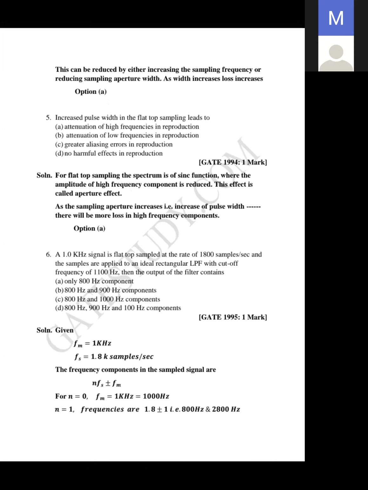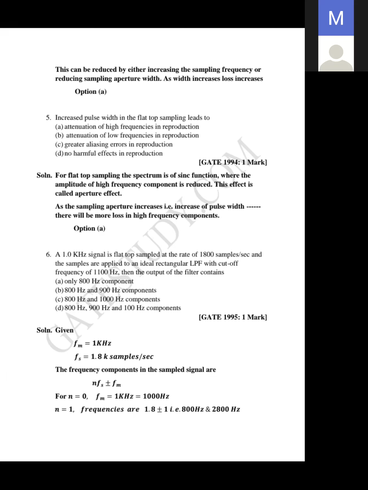So how can we reduce this? By increasing the sampling frequency, we can reduce the aperture effect. As the aperture width keeps increasing, the aperture effect keeps increasing, that is, the highest amplitude keeps reducing, which means the useful information is minimized. So we need to make sure the width of the aperture window is very minimal. Then only can I recover the signal without any loss. So flat top sampling gives rise to the aperture effect.